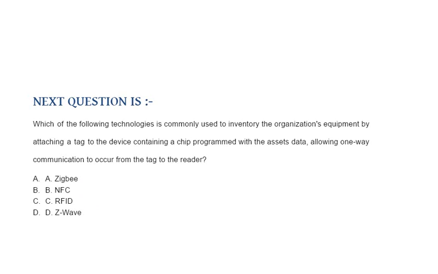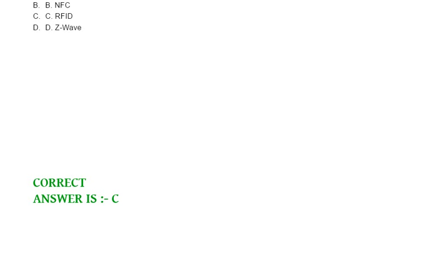Next question is which of the following technologies is commonly used to inventory the organization's equipment by attaching a tag to the device containing a chip programmed with the asset's data, allowing one-way communication to occur from the tag to the reader? Option A, Zigbee. Option B, NFC. Option C, RFID. Option D, Z-Wave. Correct answer is option C.